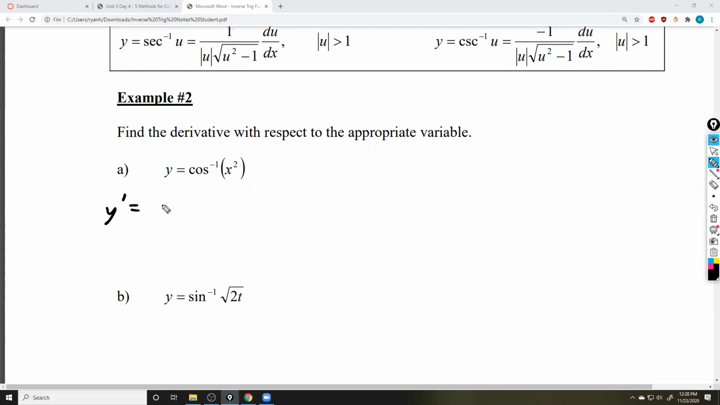y prime equals. Well, derivative of cosine inverse is going to be -1 over the square root of 1 minus the thing squared. That's my outline for the derivative rule for cosine inverse. And what goes inside of the parentheses in here and gets squared? Well, it's going to be x squared. So it's going to be 1 minus x squared squared.